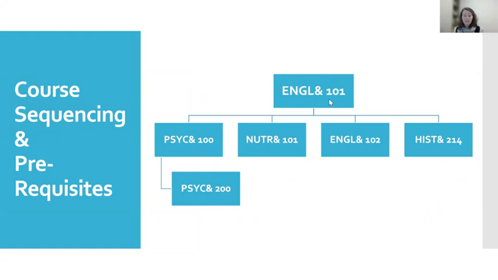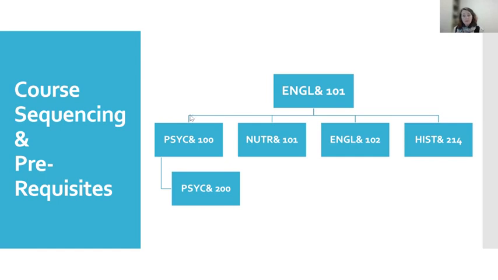So I'm going to use that as an example. Maybe give me a thumbs up if you've taken English 101 or are in it now. It is a prerequisite for psychology, nutrition, English, and a specific history class. In general, when you see that a class is listed as a prerequisite, you only need to have passed that class to go on to the next one. So you have to have gotten a passing grade in English 101 in order to take one of these classes the next quarter.